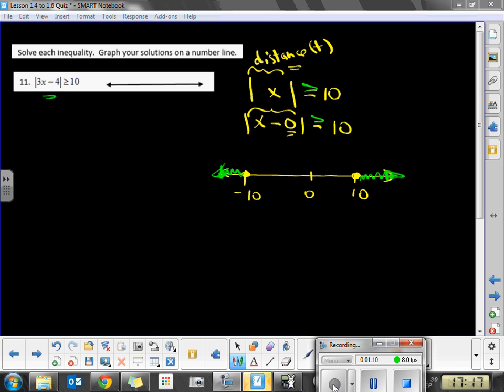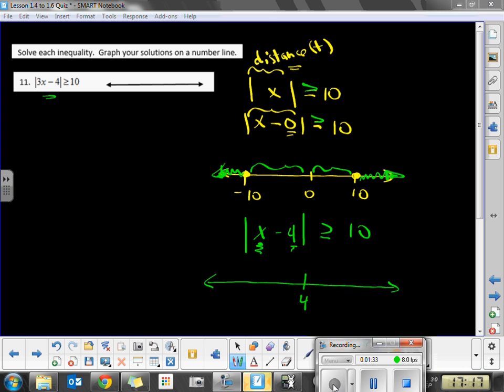It's a little bit more complicated because we're not measuring the distance from 0. If I had x minus 4, I'd be measuring the distances from 4. It says the distance between the number that you choose and 4 has to be greater than or equal to 10. So now, instead of 0 being in the center of our graph and going 10 units either way, 4 is the number that's in the center of our graph.